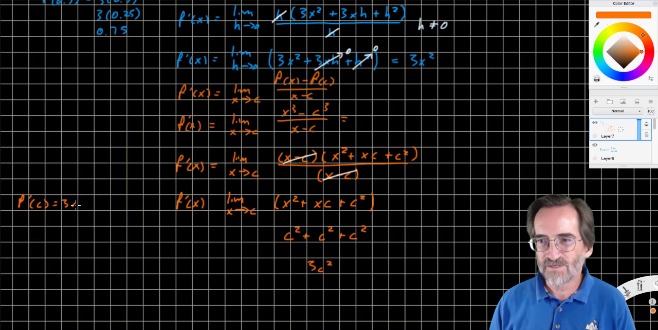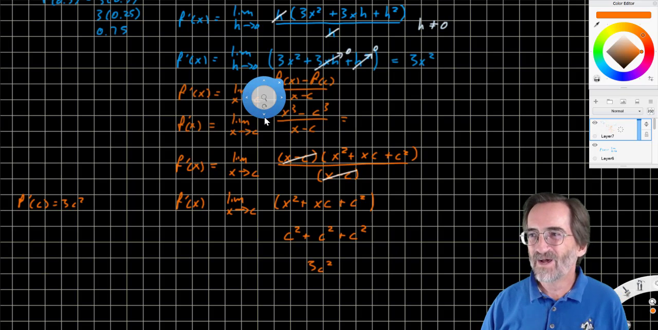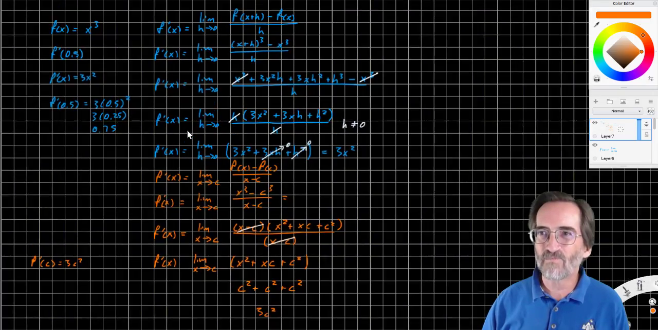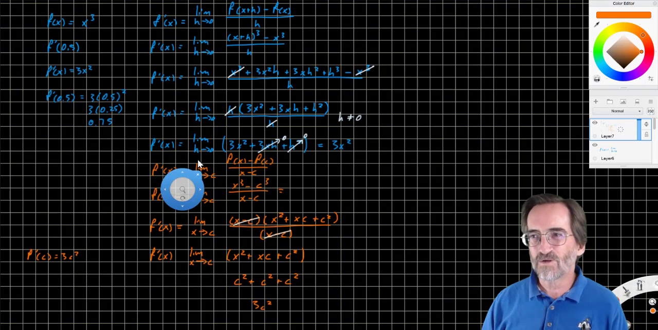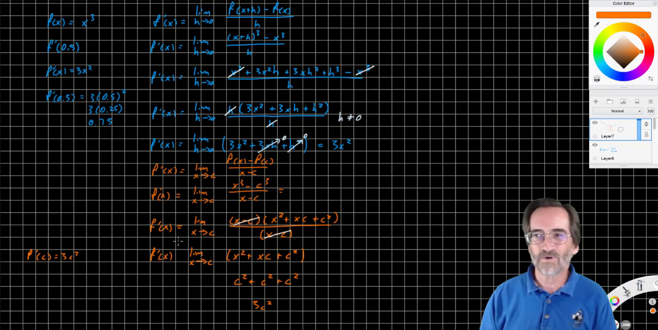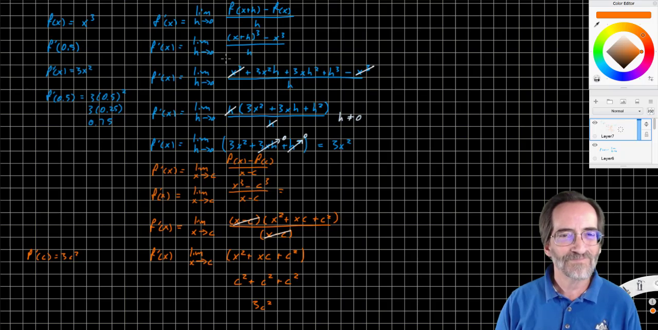All right, so f prime of c equals 3c squared. And we're going to let c be 0.5. So it does turn out to be the same as the general definition. But the problem with the special definition is it does require you to be able to factor and cancel. And that doesn't always work. So the primary definition is the one we usually go with. All right, hopefully that helps.